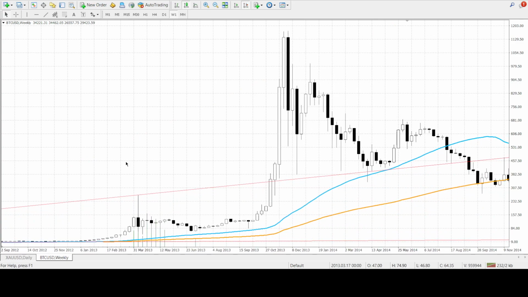Now, remember that line that we drew off these two peaks? That was resistance. But then when it broke past the resistance, it was treated as support for the bottom of the next one. I want you to remember that. Once you break past a resistance, it is treated as support until it breaks underneath it. So you'll usually bounce off.